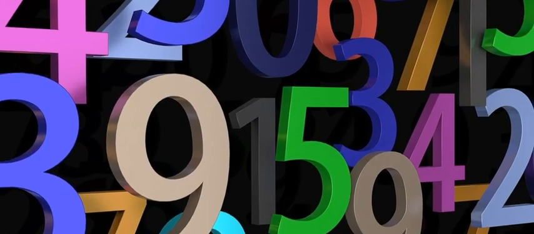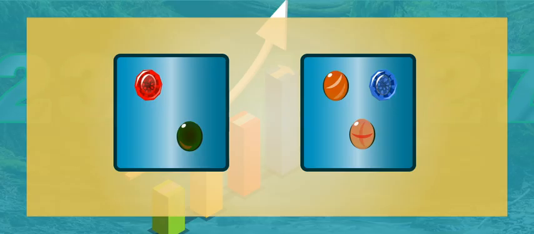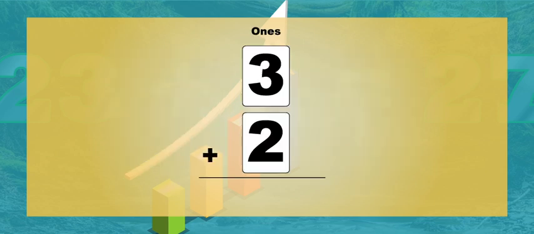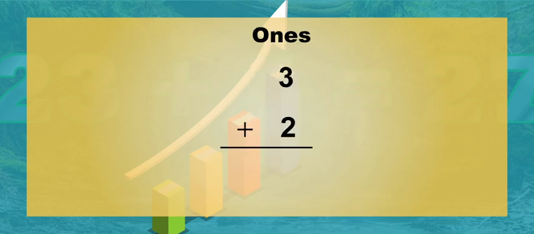Let's start with an example. One tray has 2 gems, and another tray has 3. Let's use place value to add the numbers. We line up the numbers in the ones place as you see here. You can use counting on to find the sum. Start at 3 and add 2 to get 5. This example shows the sum of two one-digit numbers whose sum is less than 10.